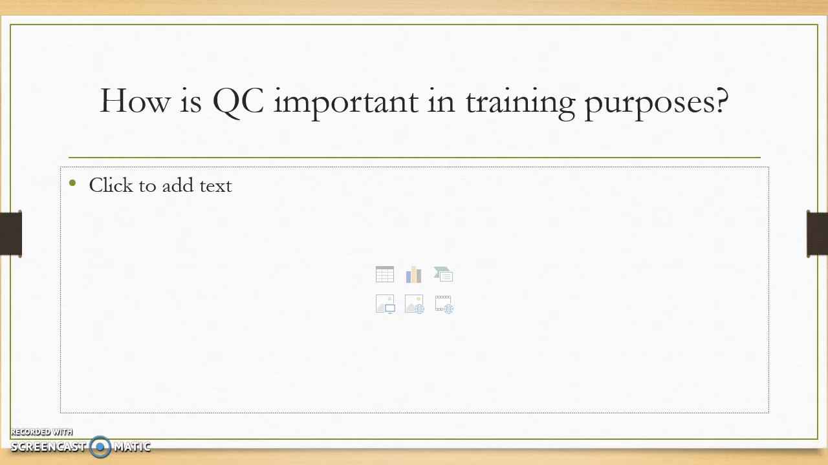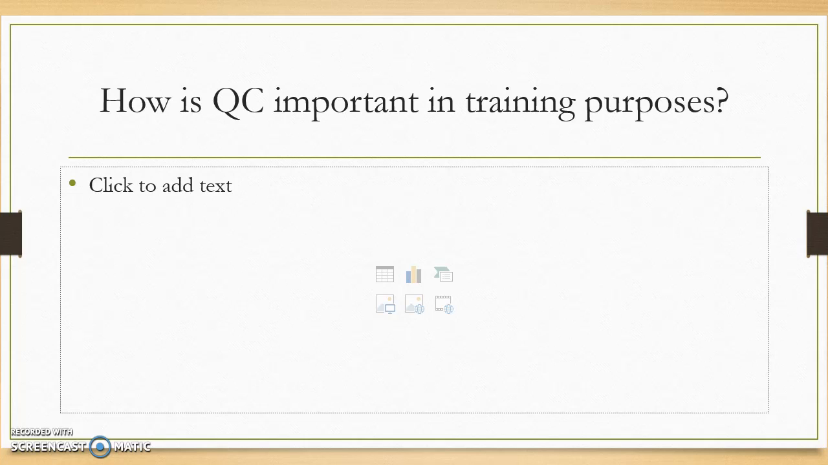So quality control allows for the developer to use a systematic process to achieve an outcome that is successful. This is important for training purposes, because the developer always wants good results, as well as the organization.